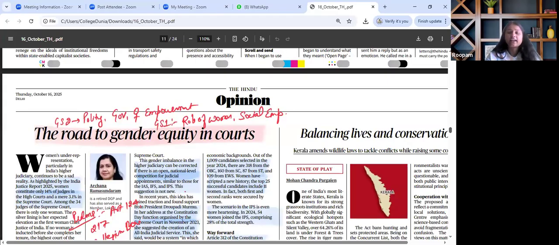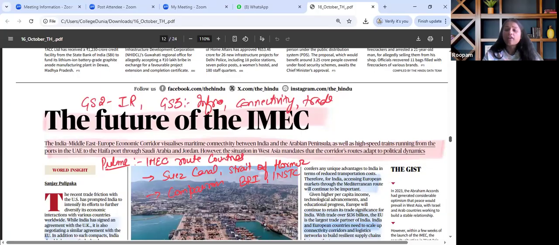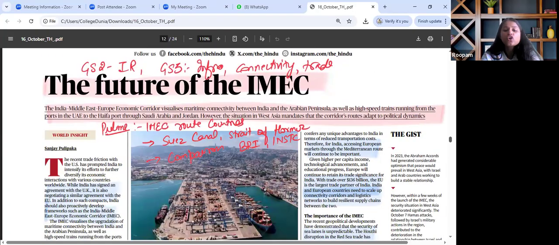The next important article in the paper and relevant for our exam is about IMEC, the future of IMEC. When we map this article in our syllabus, it is relevant with GS Paper 2, IR, and GS Paper 3, infrastructure, connectivity, and trade. The key theme discussed in this article is about India, UAE, and EU.